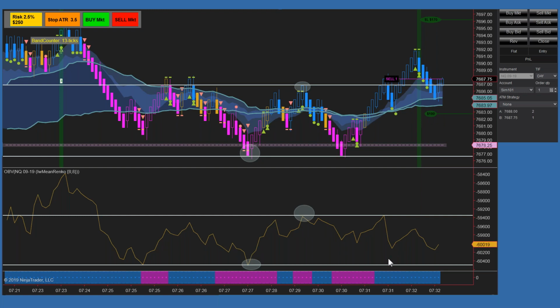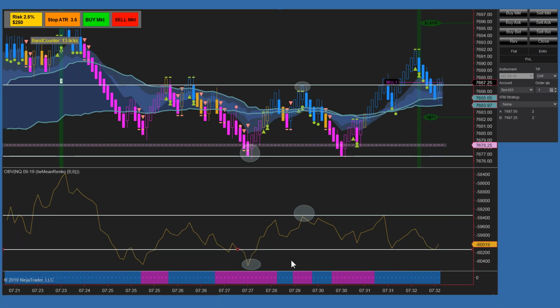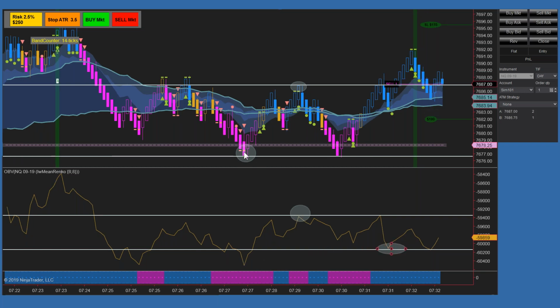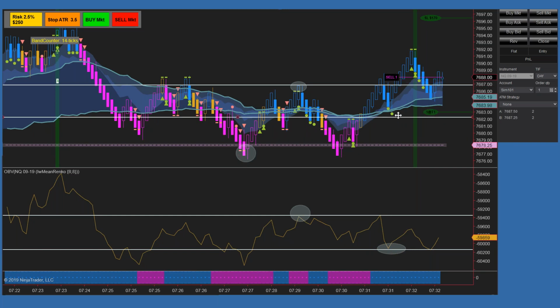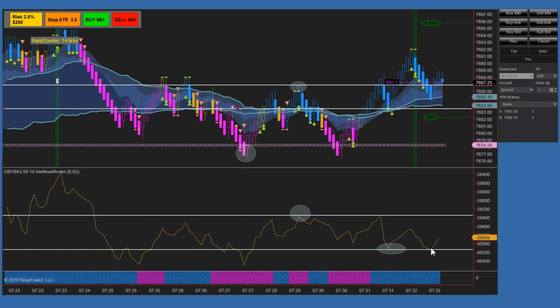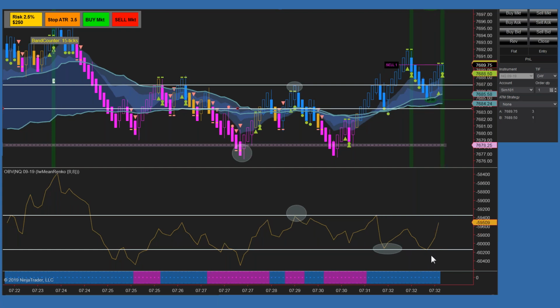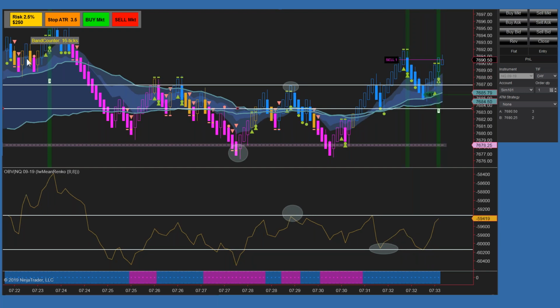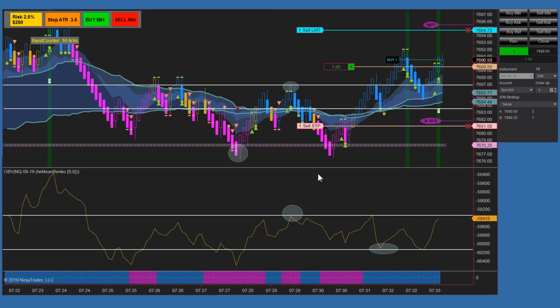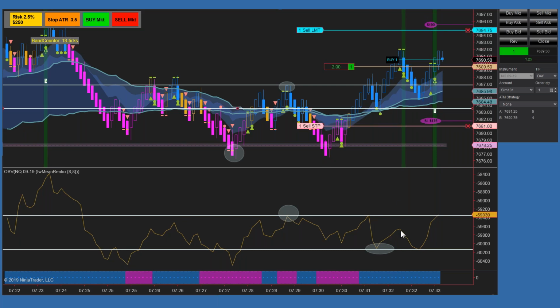Okay, so we have another valley, this one right here, and that corresponds with that right here. Once again, pardon me, volume flinching. Okay, so now we're higher. Now we can look to buy because we're higher relative to these swings here. There should be a little bit of follow through on this.